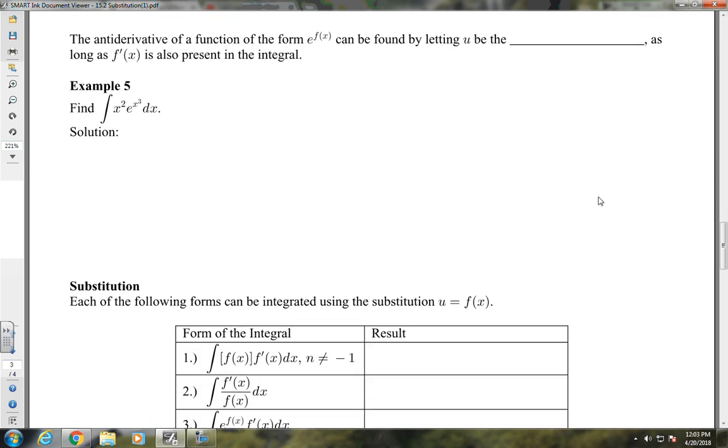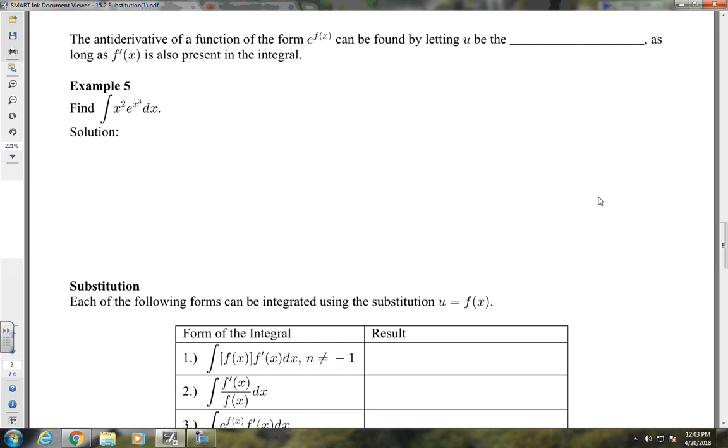Example 5, find the integral of x squared e to the x cubed dx. Notice I've got a product here. I cannot integrate each individual factor. It just doesn't work. Think, if I were to differentiate x squared e to the x cubed, I would need a special rule called the product rule. So to integrate it, I need a special process as well.